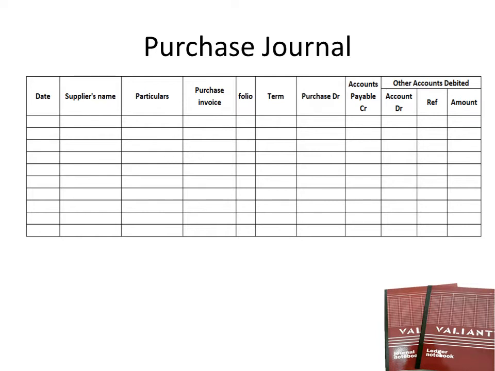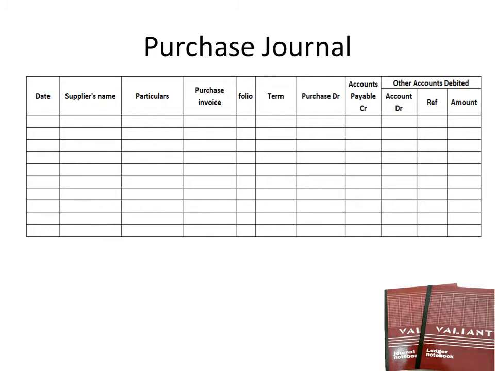Then you also have the term. The term column represents the terms of payment. Okay, so that, for example, the terms of payment allowed by the supplier. For example, there are 2 over 10, meaning you will be able to get a 2% discount when you pay within 10 days. And N over 30, meaning no discount if you pay after the 10th day and within the 30 days.